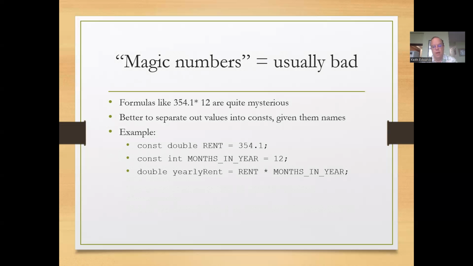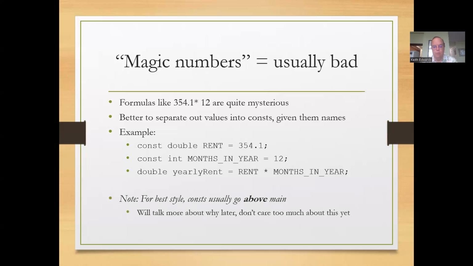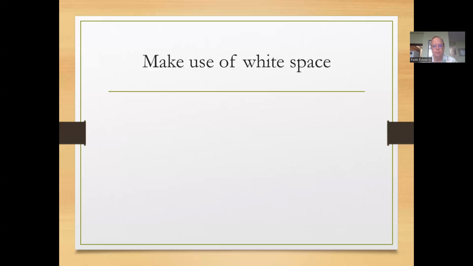So here we have const double rent is 354.1. That's pretty cheap, actually. And there are 12 months in a year, so your yearly rent is 12 times 354.1. And that makes a lot more sense than just putting in that formula there. And again, the constants usually go above main, and we'll talk about why we do that a little bit more later.